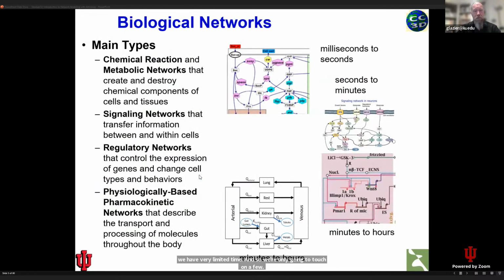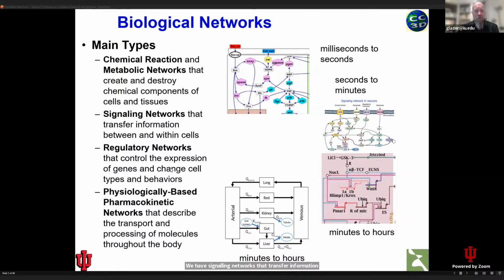So when we come to biological networks, there are many different kinds of biological networks that we might want to work with. The most familiar might be chemical and metabolic networks that create and destroy chemical components of cells and tissues. Those typically have quite fast timescales on the order of milliseconds to seconds. Those are often modeled as steady state using what are called flux balance equations, which we're not going to talk about today.